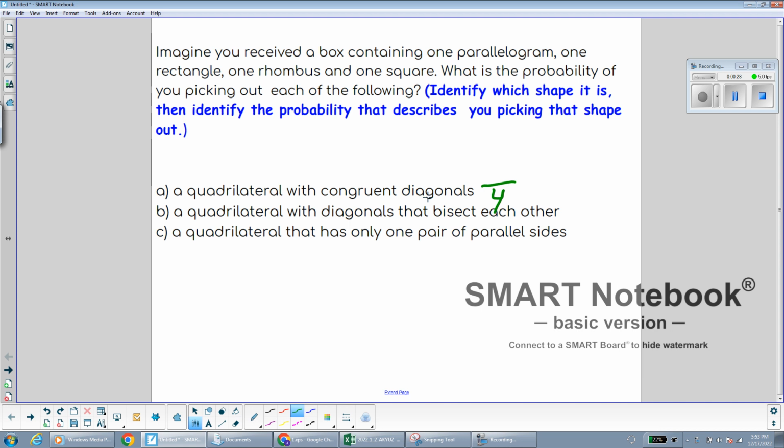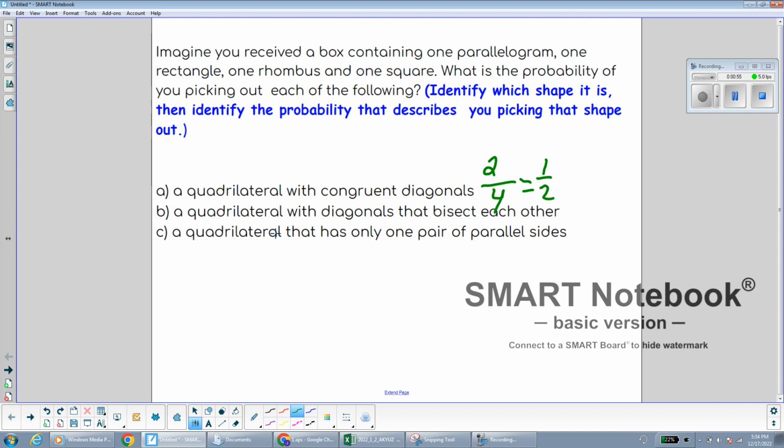And we want the probability that a quadrilateral has congruent diagonals. So we know that congruent diagonals is a property of a rectangle. And if it's a property of a rectangle, it also applies to a square because a square is both a rectangle and a rhombus. So that's all the properties of both. So that's 2 out of 4, which simplifies to 1/2, or a 50% chance of pulling that shape out.